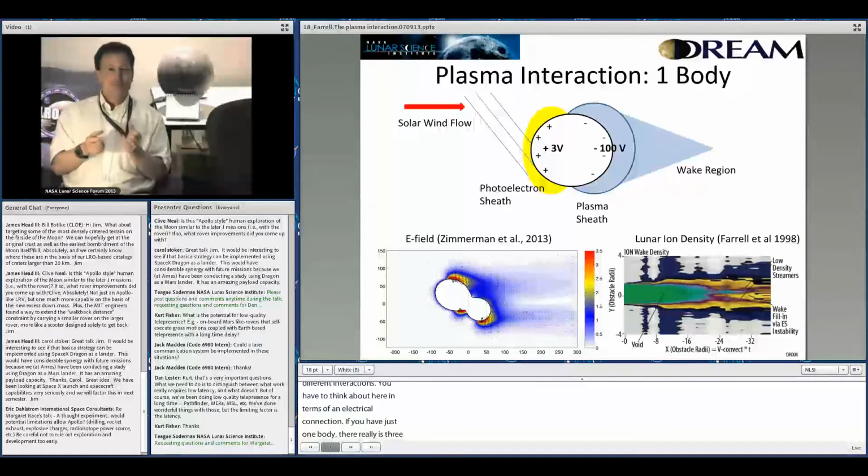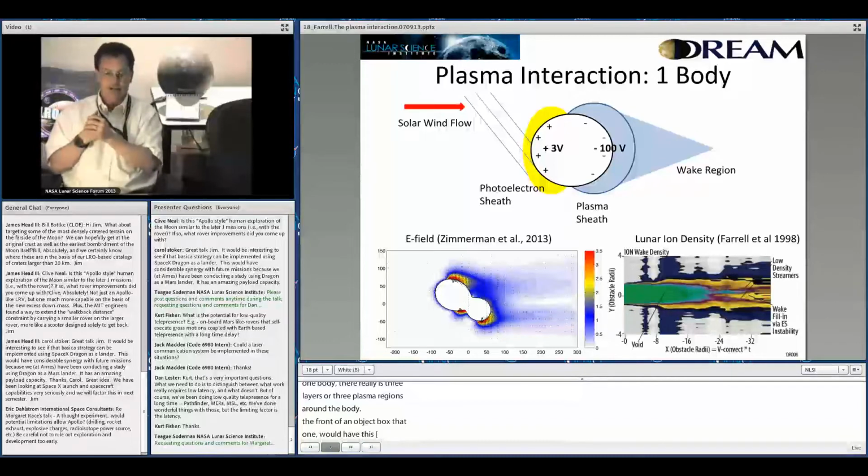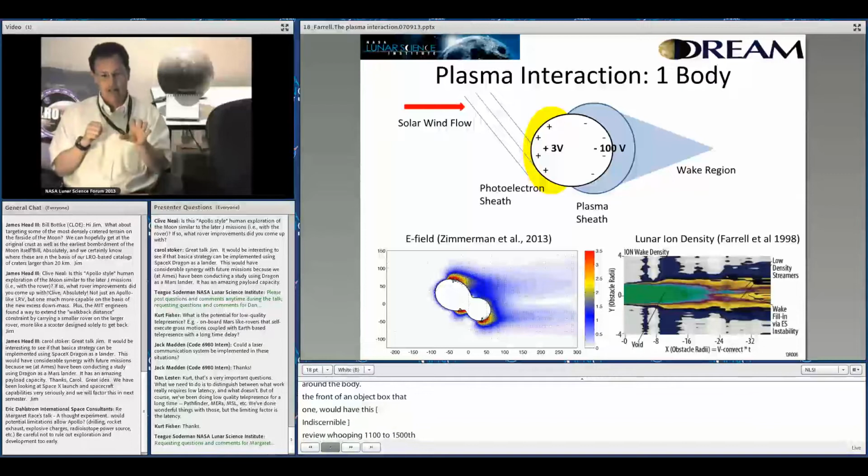Now, if you have just one body, there are really three layers, or three plasma interaction regions, around an isolated body. The first one, Jasper Halekas talked about earlier today, and that is the plasma wake. When you have solar wind streaming, the front of an object blocks that solar wind. You get this really tenuous wake. For the moon, that can be 1/100th to 1/500th of the ambient solar wind plasma, so it can be a substantial structure. And that trails, in the dark side of the object.